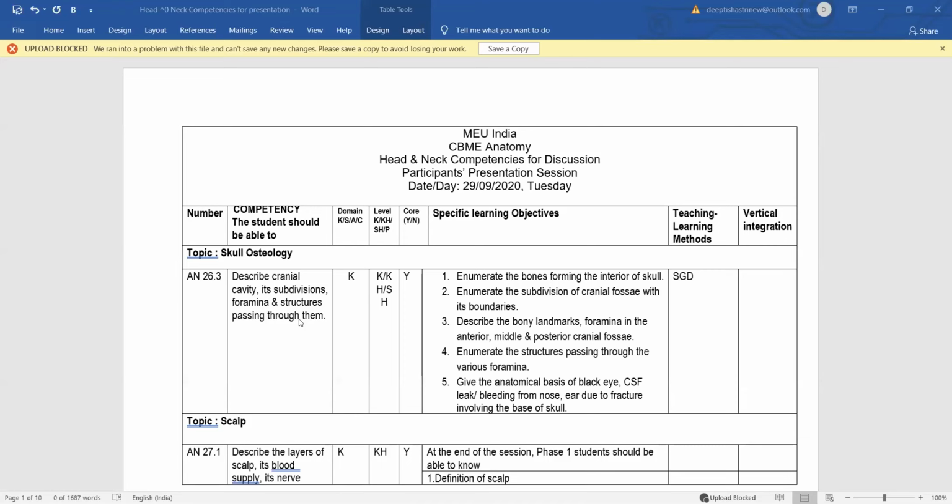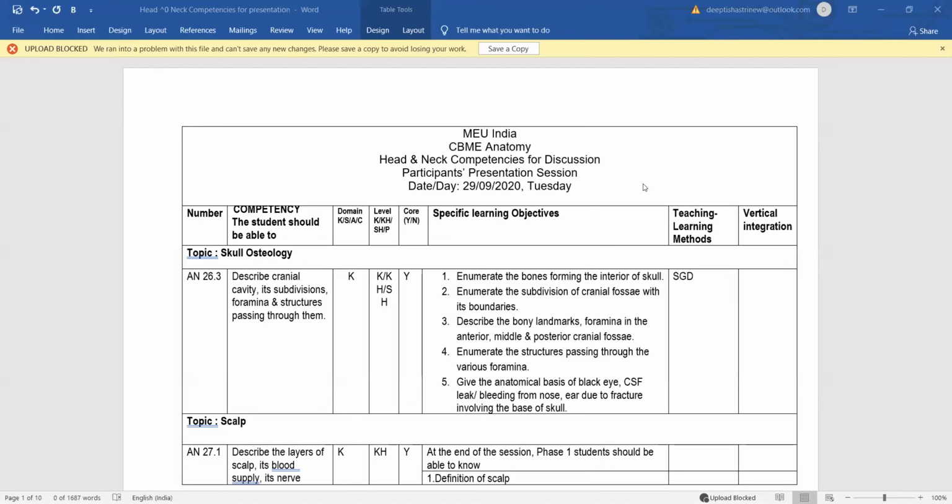This is osteology, right? I feel the competency itself should have been demonstrate also, describe and demonstrate. Again, your opinion. Why in skull osteology is there no demonstration of foramina and structures passing through them? Ma'am, it's given in the other competencies. Yes, I understand that's soft tissue, right? But this is skull osteology.